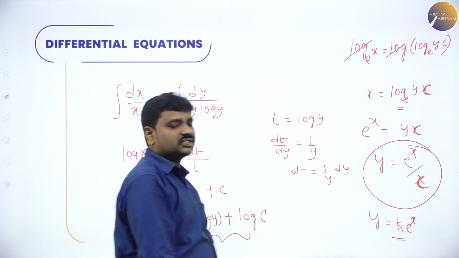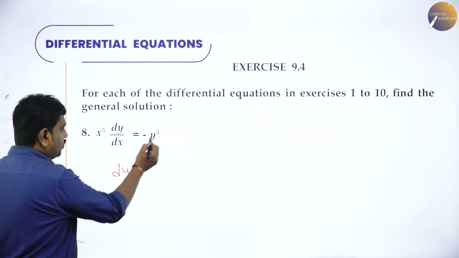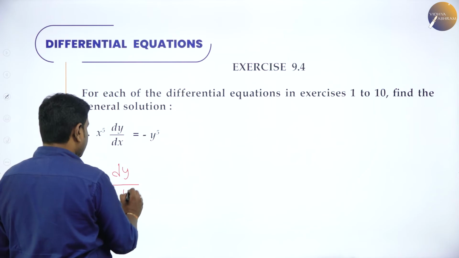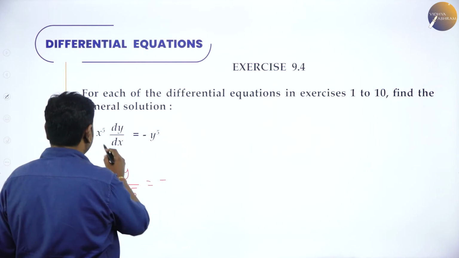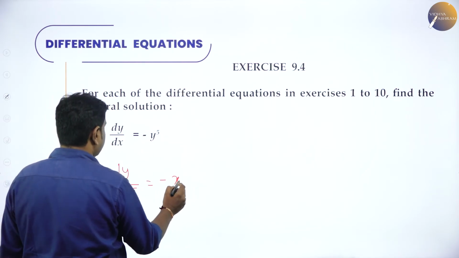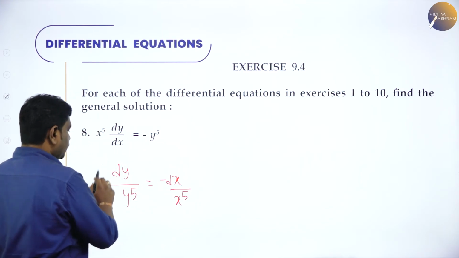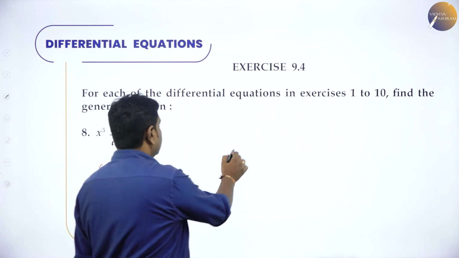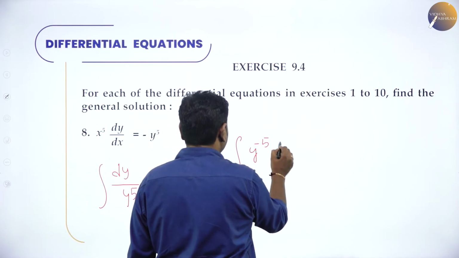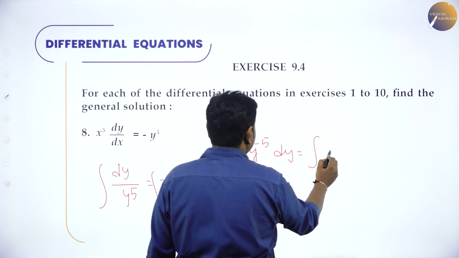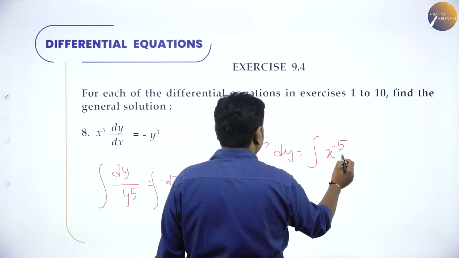K's are capitals. Simple. dy, I'll bring this to this side. So y power 5 is equal to minus, let it be, x power 5. So dx goes up and this is 5. Now integrate both sides. Can I write it as integration of y power minus 5 dy? Integration of x power minus 5 dx.